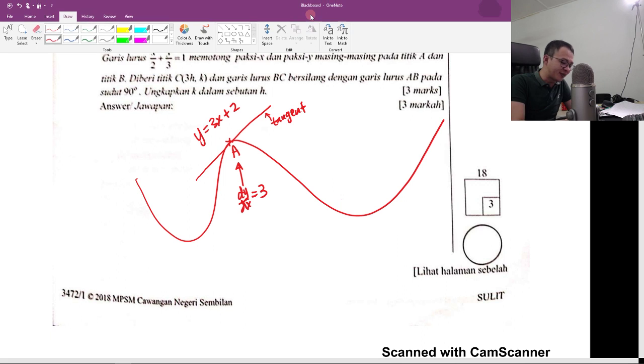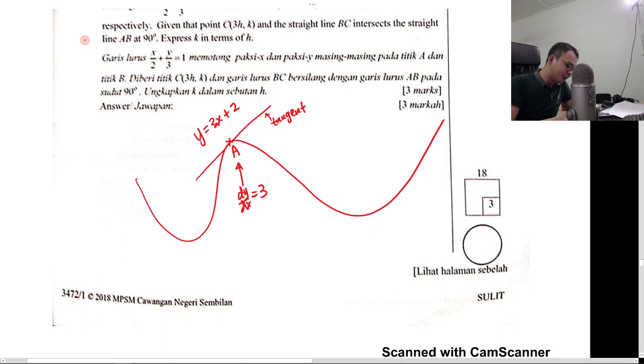Okay, then we have something called normal. Normal is what? Normal is a line that is perpendicular to the tangent. Perpendicular means it will form 90 degrees to the tangent. So therefore, let's say I want the line normal to the tangent.